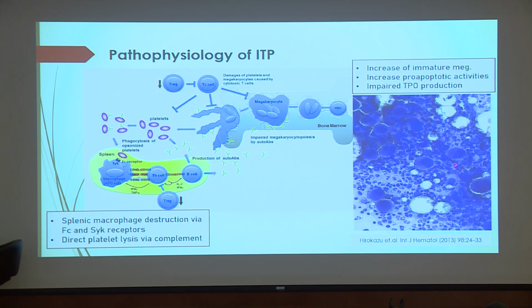And even if you see the bone marrow of a patient with ITP, you will see many megakaryocytes, and you assume that those megakaryocytes are producing, but in fact, there is also impaired platelet production by megakaryocytes, because of impaired thrombopoietin production and increased apoptotic activity of those megakaryocytes, because the antibody attacks the demarcation membrane from which the platelets bud off from the megakaryocytes.